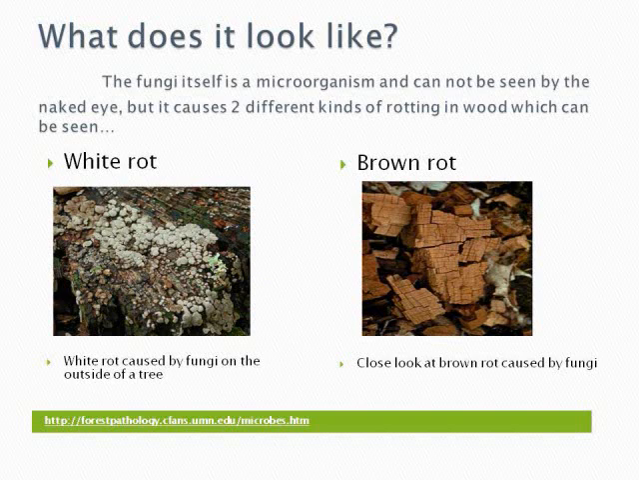What does wood decay fungi look like? The fungi itself is a microorganism and cannot be seen by the naked eye. However, fungi alters the chemical and physical properties of the wood. It causes 2 different kinds of rotting in wood, which can be seen. On the left you see white rot on the outside of a tree. The white coloration appears because the fungus degrades all cell wall components, including the lignin, which is the major part of the secondary cell wall in plants. This causes the bleaching effect.